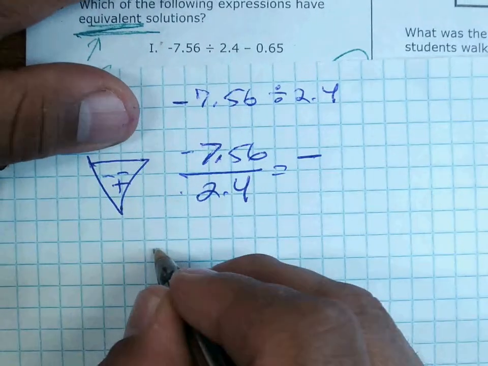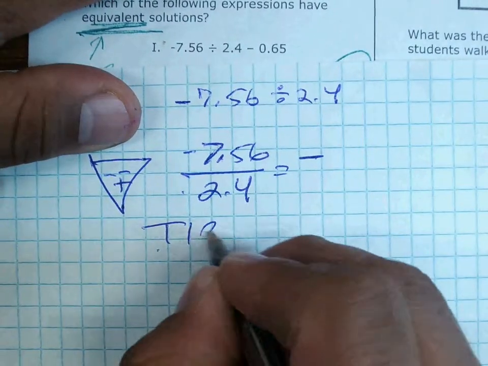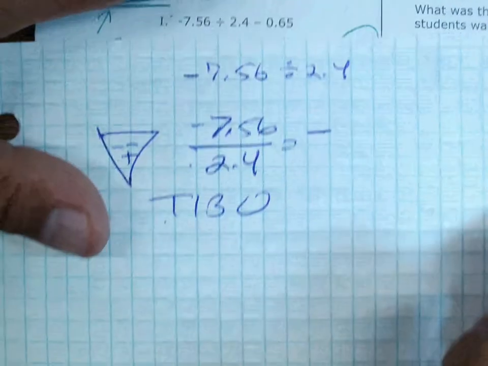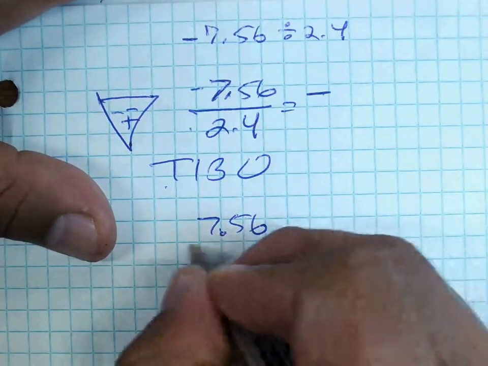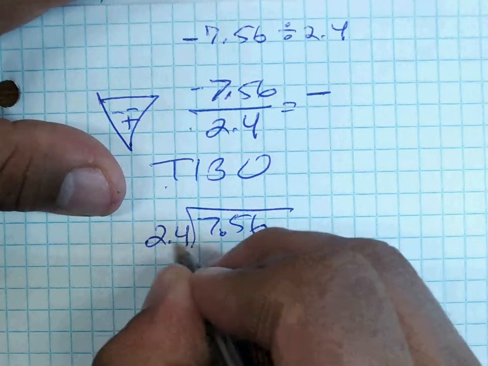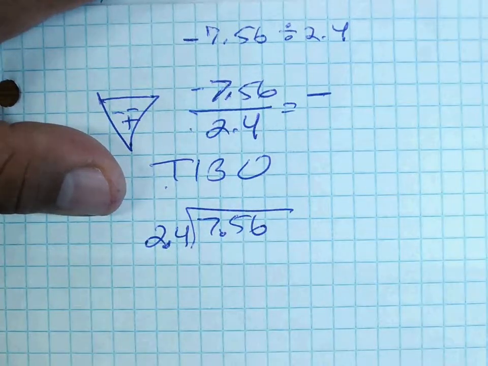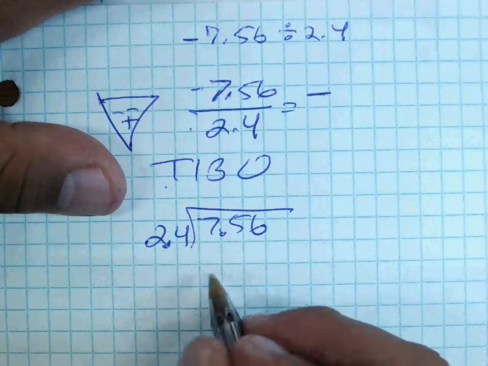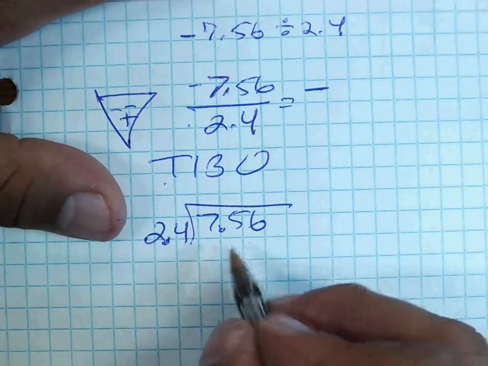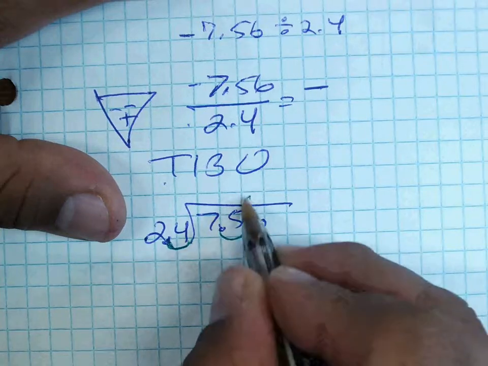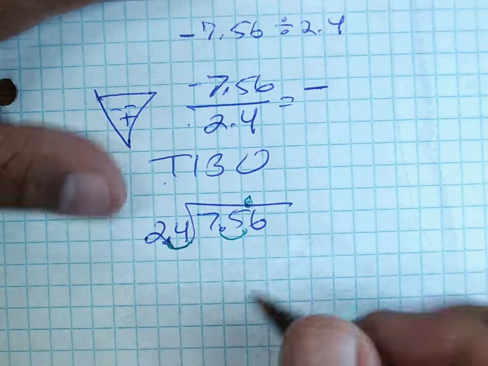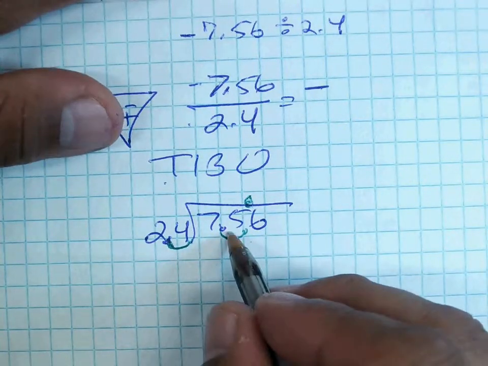So we'll use the T-boot, top in, bottom out, and we'll put 7.56 divided by 2.4. Well, first, obviously, you've got to move the decimal. You cannot have decimals in your divisor, so you move it to the front. You moved it once, so you move this one once, and you put a decimal there. And so you've got to figure, okay, how many 24s in 75?